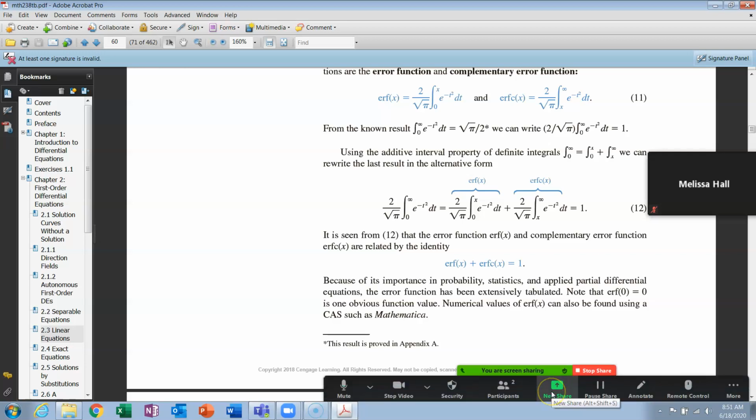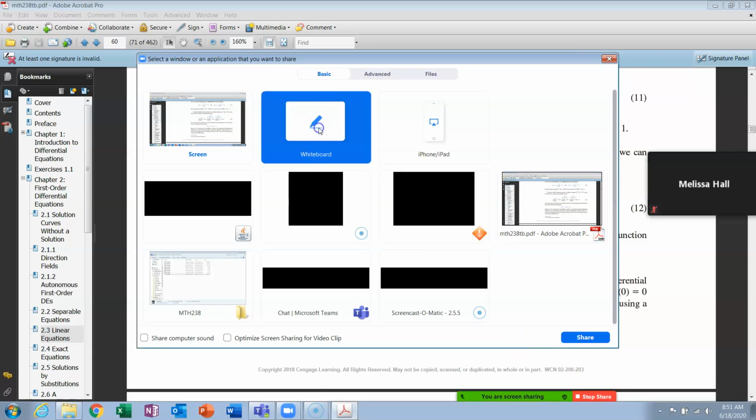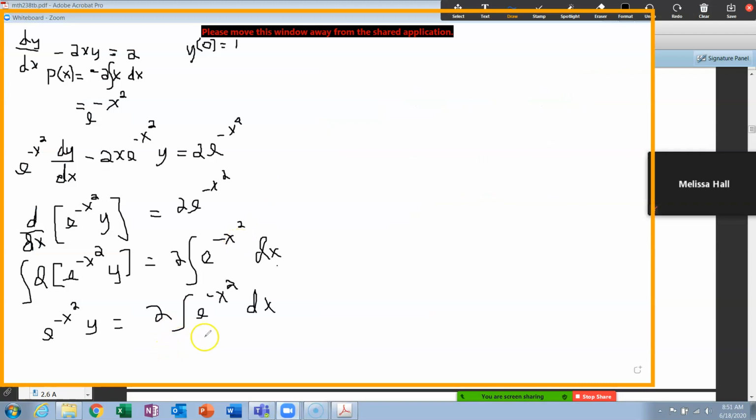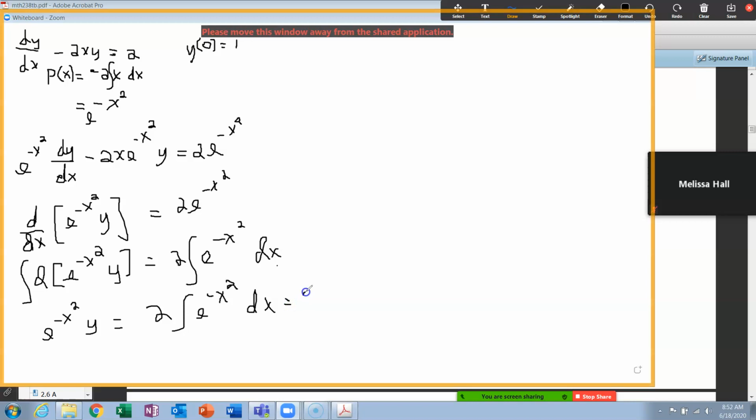So let's go back. It's square root of pi times the error function. You don't have to try to solve anything with it. You just write that down. Okay, here's what we have there. This part here is 2 over root pi. So this part here is root pi times the error function. So this is equal to root pi times the error function.